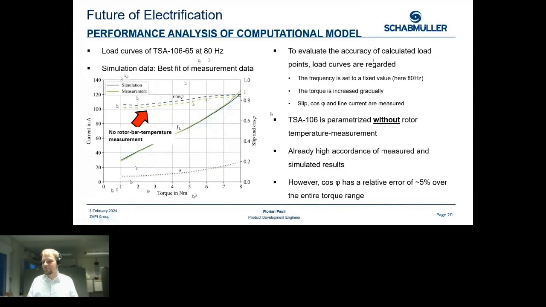And here the cosine phi, the current, and the slip are displayed. And this is still done without rotor temperature measurement. And we can see that we already have a high accordance of measured and simulated data. However, cosine phi has a relative error of about 5% over the entire torque range.